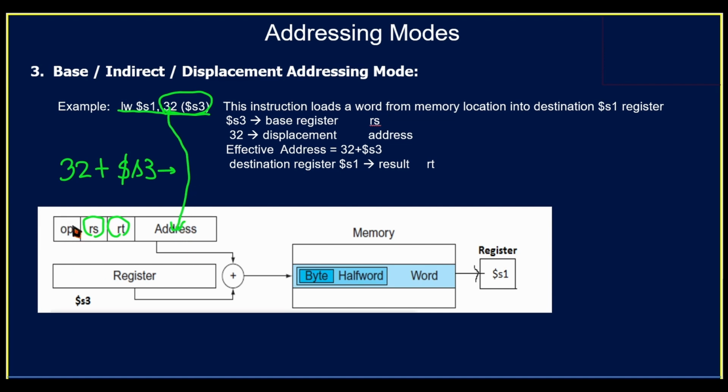Now you see, the opcode will require 6 bits. Source register, which is the source register here? $S3 is the source register. What is this RT? RT is the temporary register, but it can also be used to store the result. So where do you store the result? $S1. So in this field you should store the address of $S1, not the data, the address of $S1.